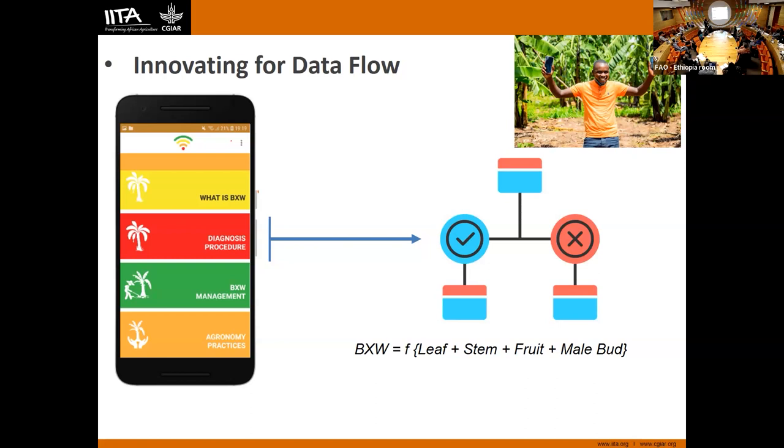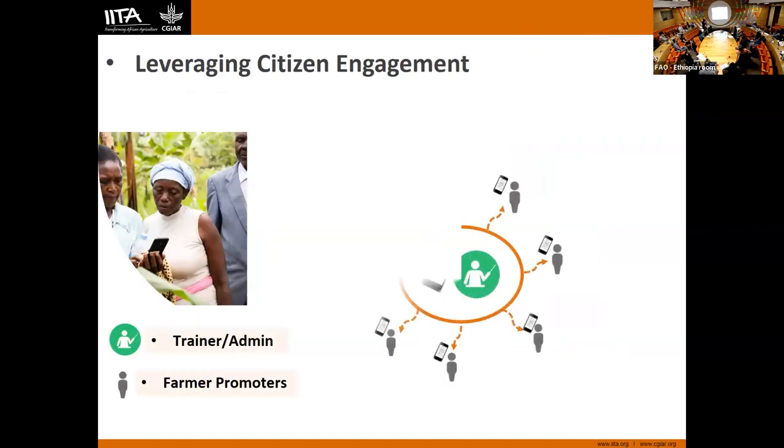happening in the system. So this diagnostic procedure is more of a decision tree algorithm that really has questions for the farmer about various symptomatic expressions of the disease and objectively tells the farmer, yes, this is BXW positive incidence, or no, there's no BXW in your farm. So essentially, BXW, of course, is a function of expression in the leaf, stem, fruit, and male bud. But after going through the diagnostic procedure, the farmer gets a binary answer, yes or no, whether their farm is infected. Now, that's one part of it.